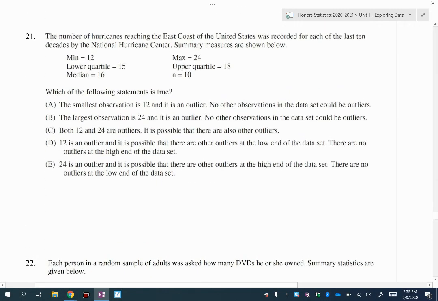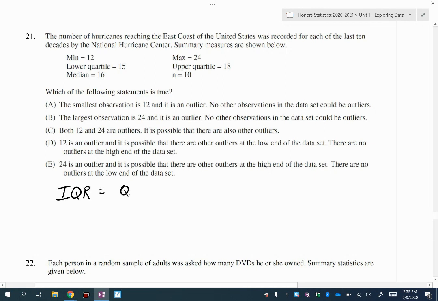The number of hurricanes reaching the east coast of the U.S. was recorded for each of the last 10 decades. Wow. And we have some summaries here. Which of the following statements is true? Now, this one is talking about outliers. So the moment I see that it's talking about outliers, I'm going to go ahead and find my fences.